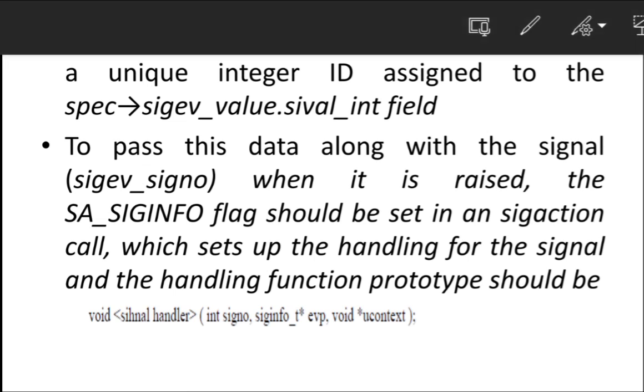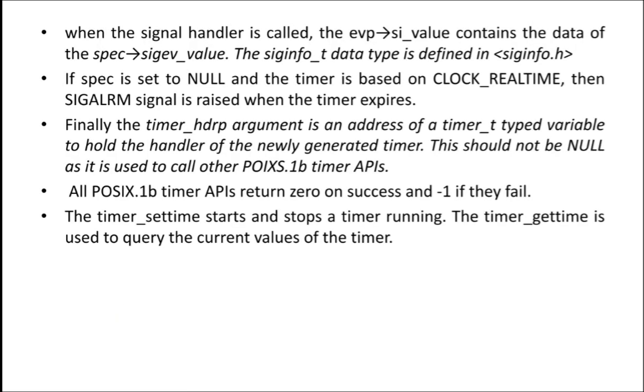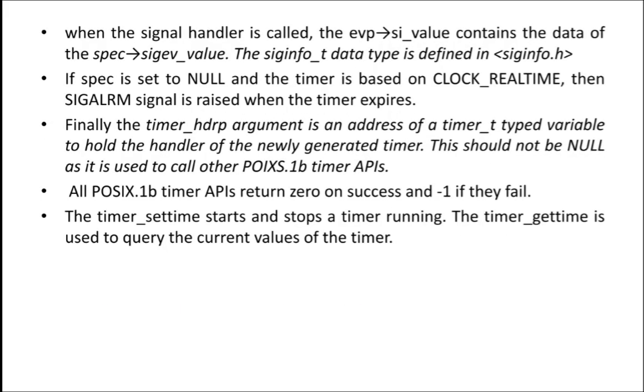You can see here the evp. What does this evp contain? It contains the data of the sigev_value, and along with that, the siginfo data type is defined in siginfo.h. And one more important thing: if the specification is set to null and the timer is based on CLOCK_REALTIME, the SIGALRM signal is raised when the timer expires. If you want to send a SIGALRM signal when the timer expires, the specification value should be set to null. Hope you are understanding.